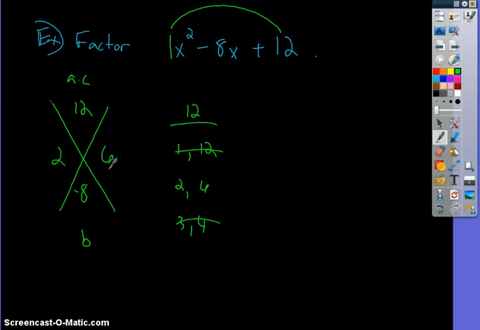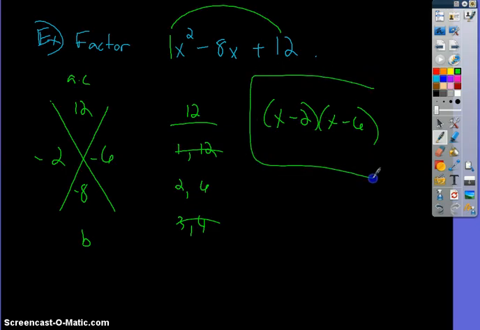To make them add to be -8, both have to be negative. If you notice, we have like signs, so they both have to have the same sign. The larger one has to be negative, and they're like, so they should both be negative. Yes, they should. So my factors are x subtract 2 and x subtract 6. You can check it to see if it worked, but it should.